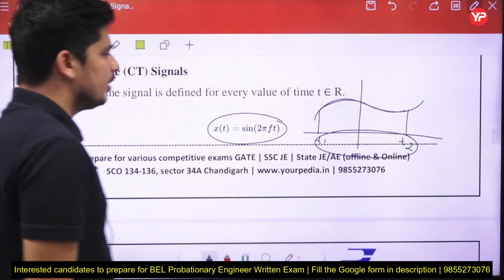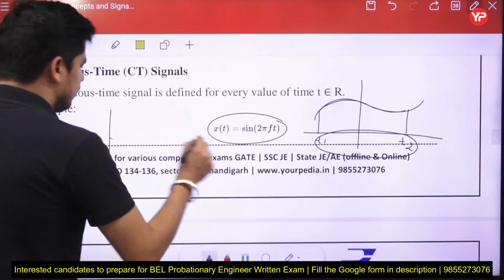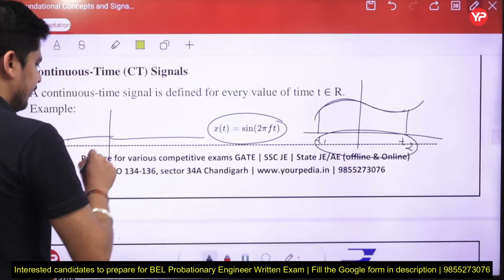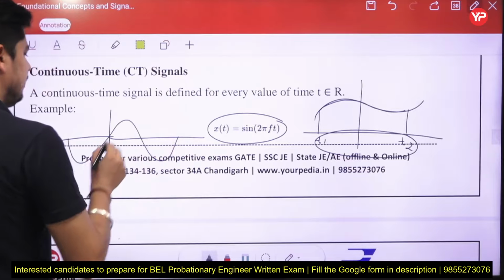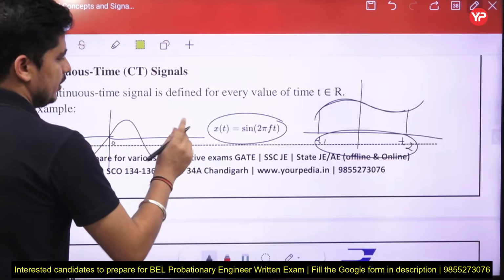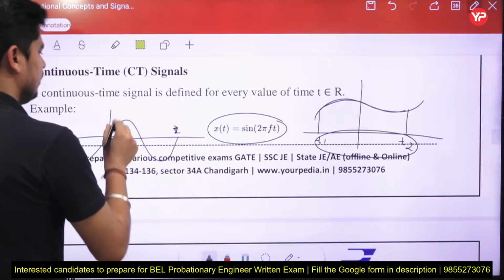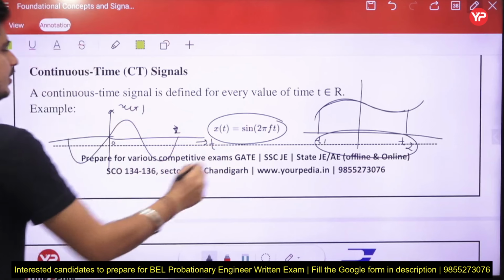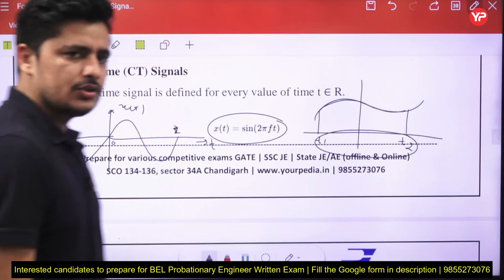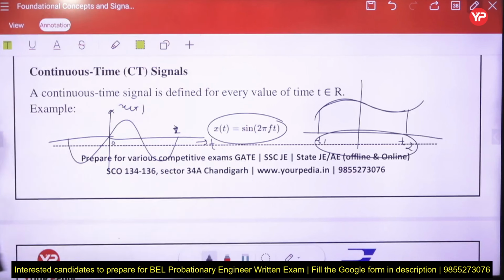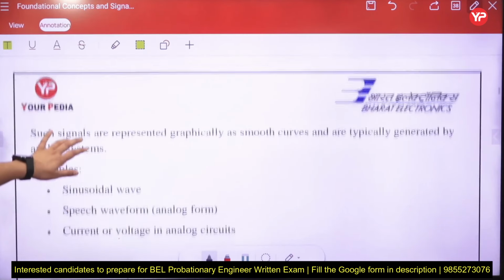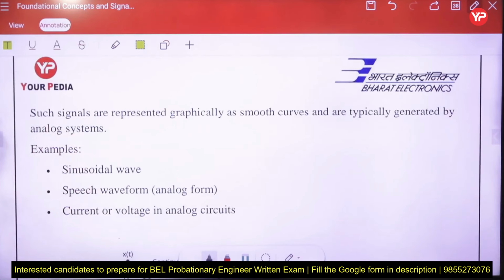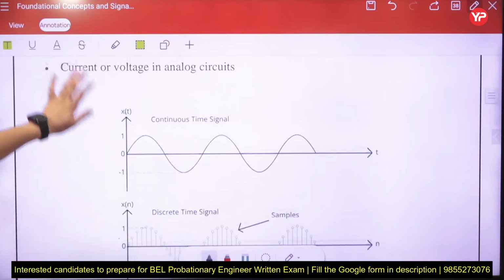Like sine of 2 pi f t, it is a graph like this, right? It is 0, and here it is 1. So this is the graph of x(t) equals sine of 2 pi f t. So this is also a continuous time signal. How can we define a continuous time signal? A continuous time signal is defined for every value of time in its domain. The example is x(t) equals sine pi t. This is the graph of this one.